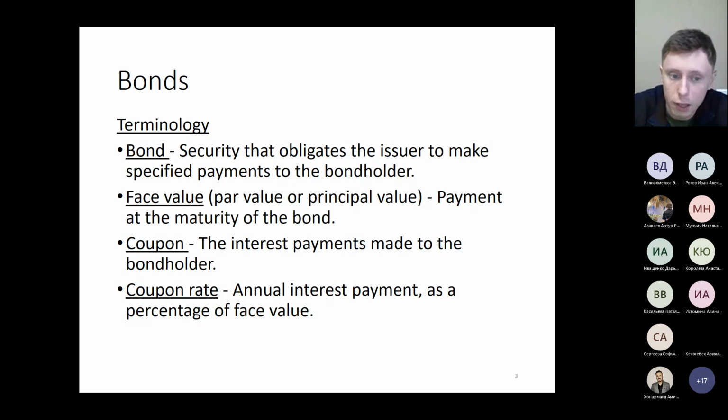And as this is a kind of borrowing, the borrowing shouldn't be free, and the issuer of the bond, for having the opportunity to use this money, has to pay a coupon, so has to pay interest on the money that was borrowed. And this interest, in this case, is called coupon.